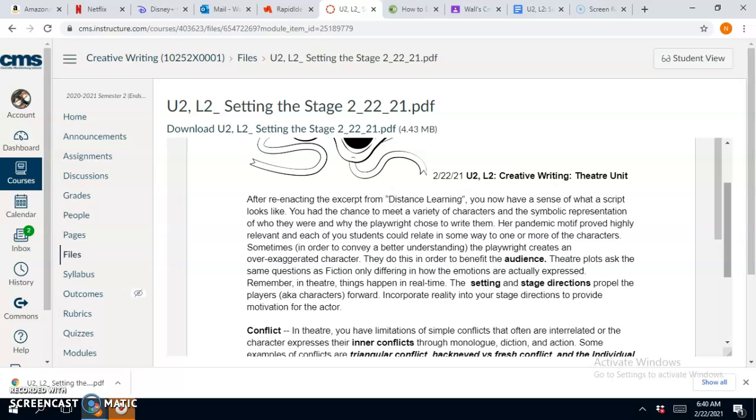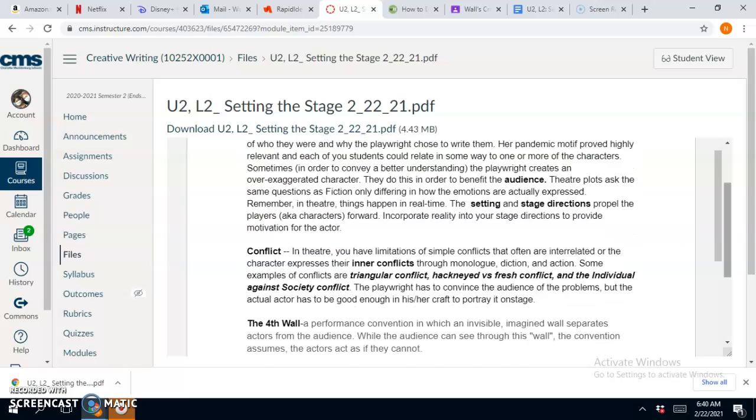Theater plots ask the same questions as fiction, but it differs because of the emotions that are expressed. Remember, in theater, things happen in real time. The setting and stage directions are what propel the players forward. Incorporate reality into your stage directions to provide motivation for the actor. That's the difference. Your characters that you've written will need to be conveyed and expressed through an actor.